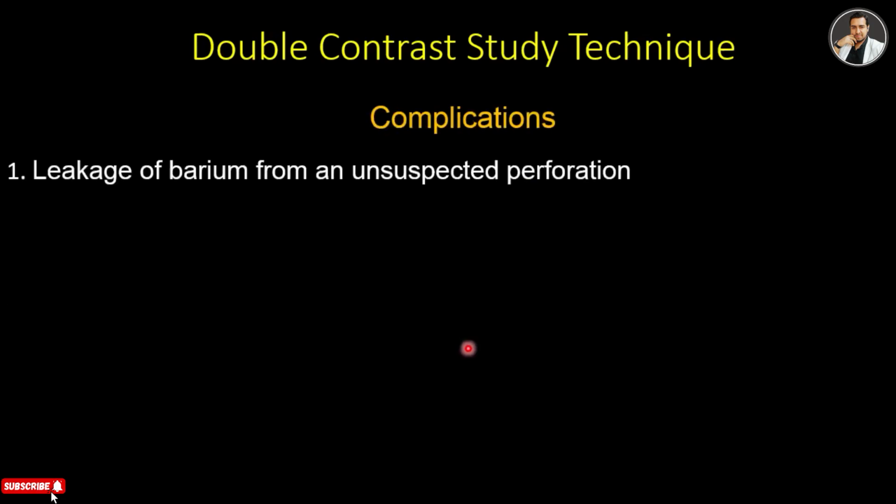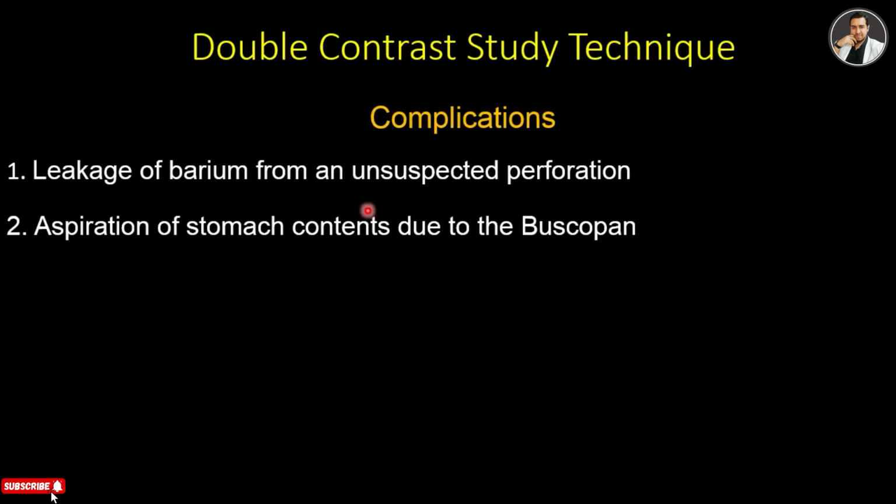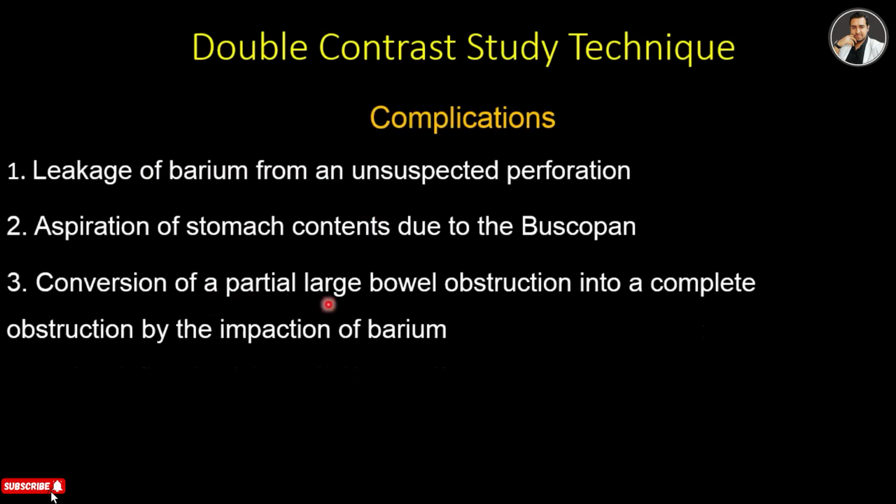And the complications are that barium can leak through any unsuspected perforation, aspiration of stomach contents due to the Buscopan, and conversion of a partial large bowel obstruction into a complete obstruction by the impaction of barium. So if the patient has a partial bowel obstruction, but after drinking barium sulfate, it may cause a complete obstruction. So this is a complication.